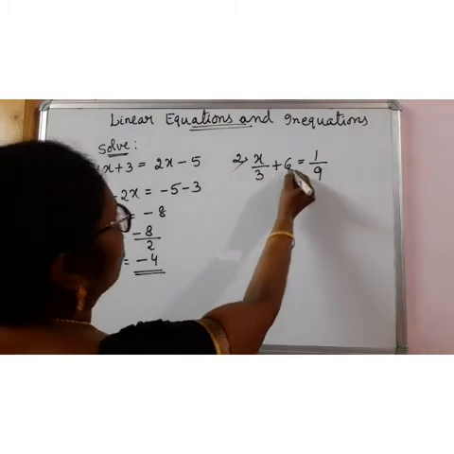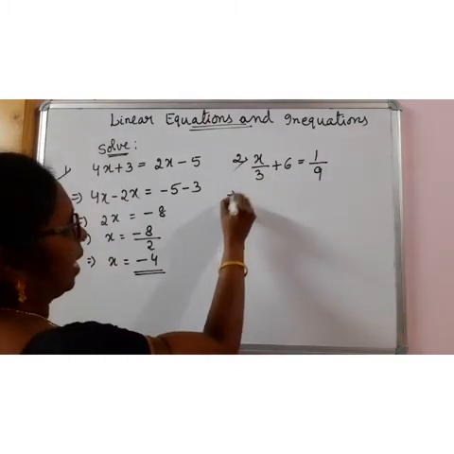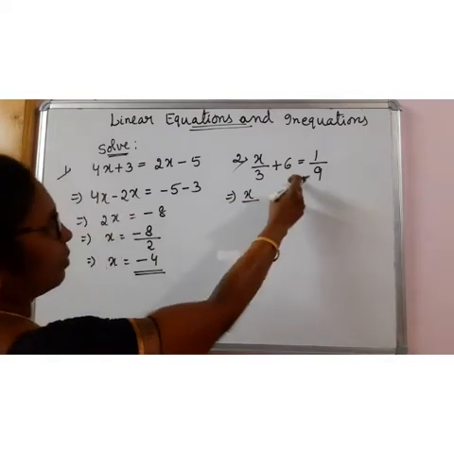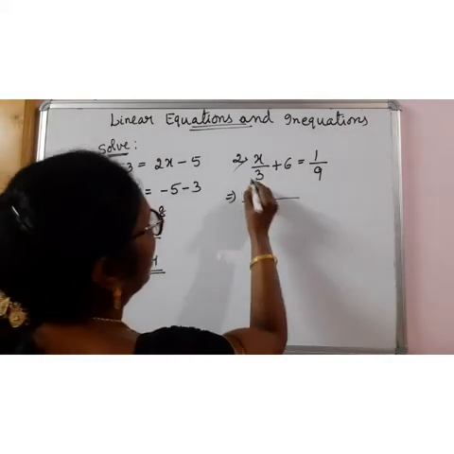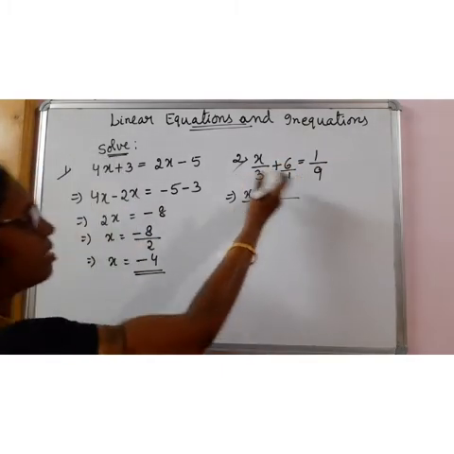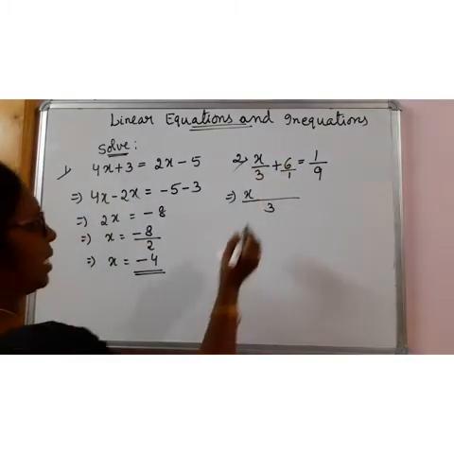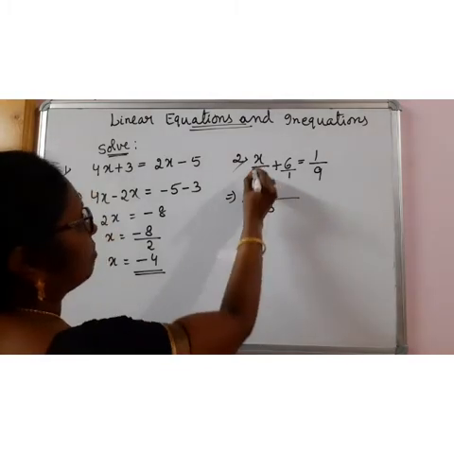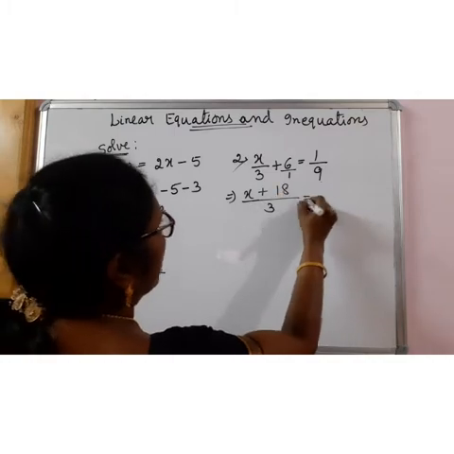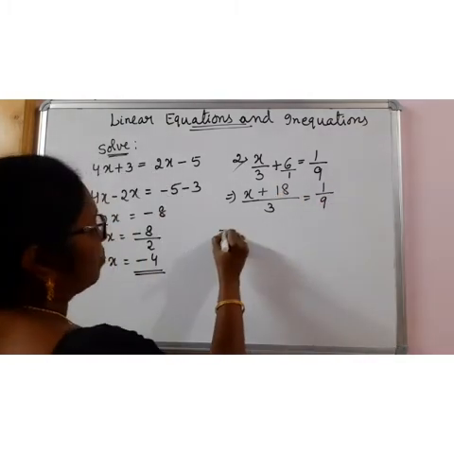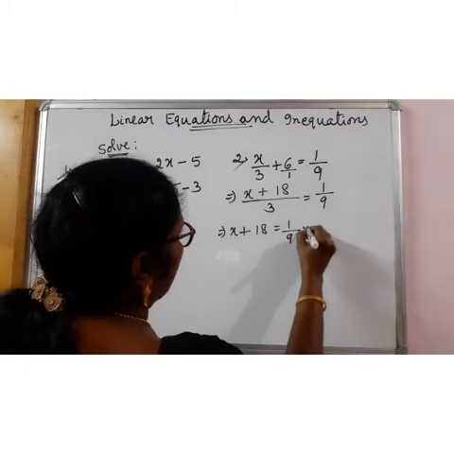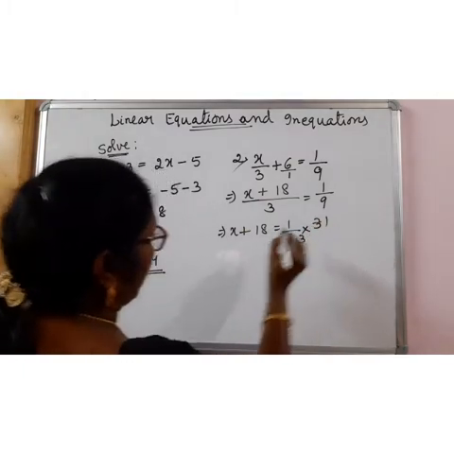x/3 + 6 = 1/9. So what I do is, let me take 6 as 6/1. Here a fraction is there, so let me find the LCM of these two, which is 3. So we will get x plus 3 times 6 is 18, equal to 1/9. That implies x + 18 = 1/9 into 3, 3 ones are 3, 3 nines are 9.